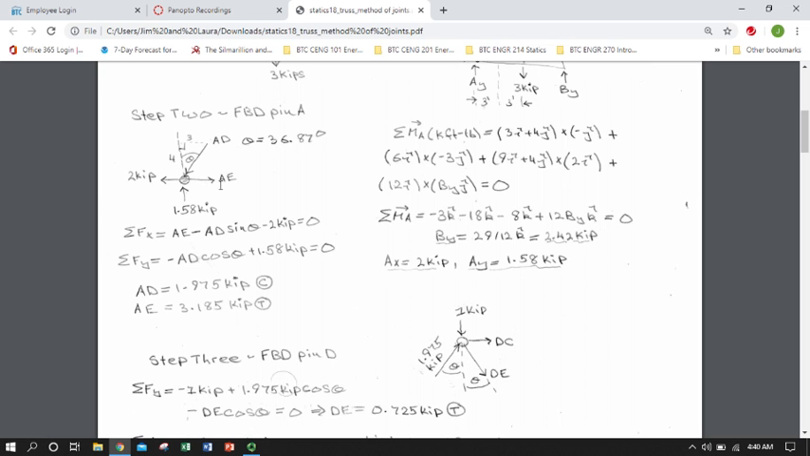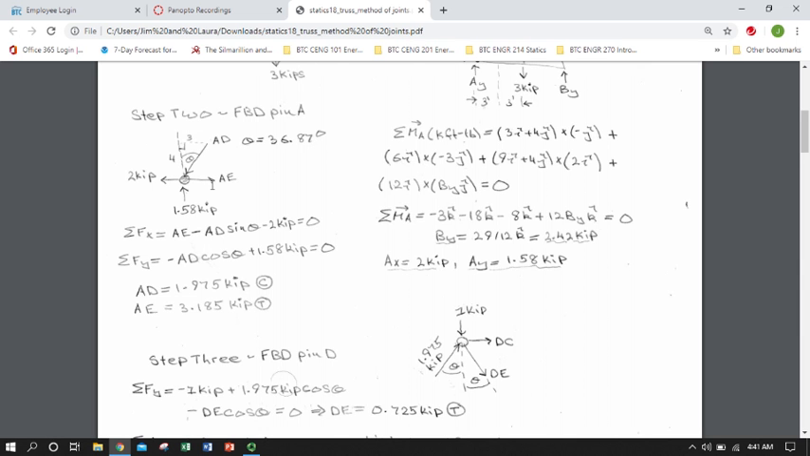So since A sub E is pulling on the pin and the pin is pulling back on the member, it's in tension. So the standard notation for that is a T or a C with a circle. And you'll see that in every statics book and possibly on some engineering drawings. So we see A sub E has 3.185 kips tension and A sub D has 1.975 kips compression.